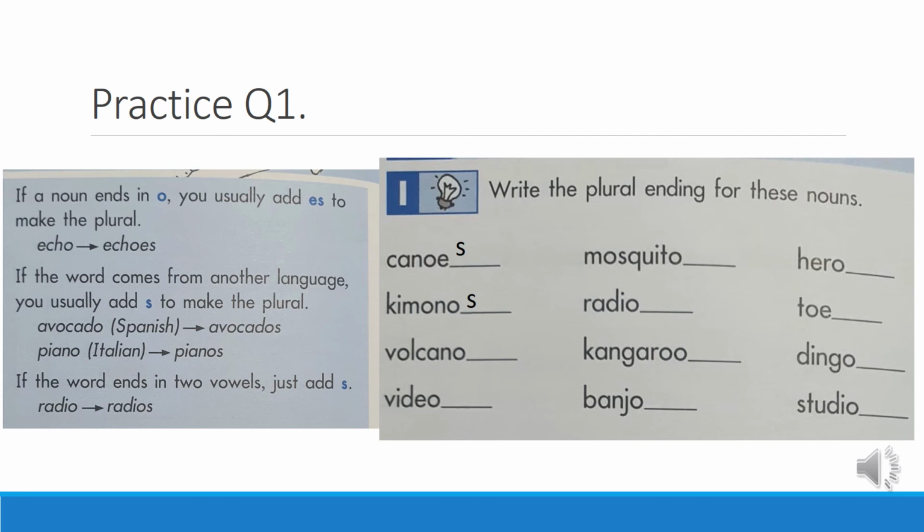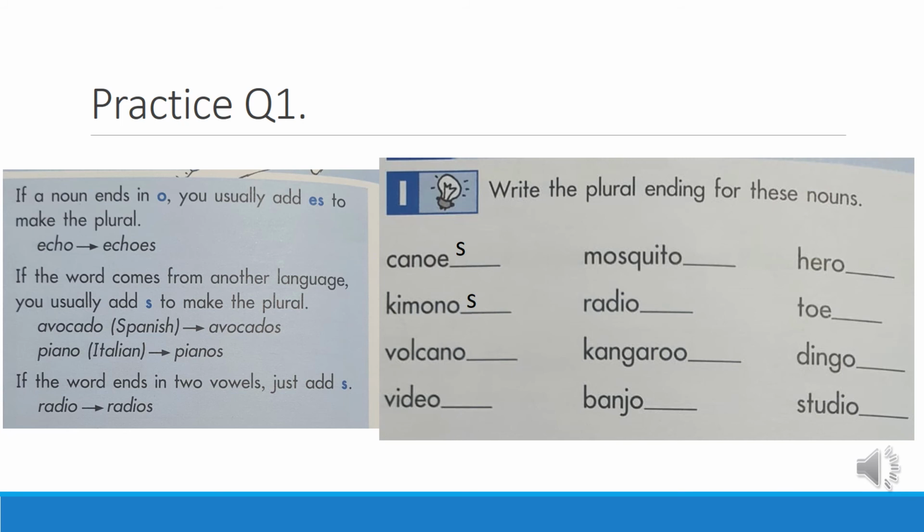So radio, it ends with IO, and both I and O are vowels, so we just add s. No need for es. Let's look at the first word together, canoe. There is already an O and an E, so we're just missing an S. The plural form would be canoes.